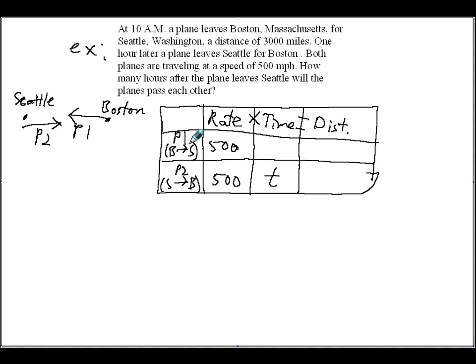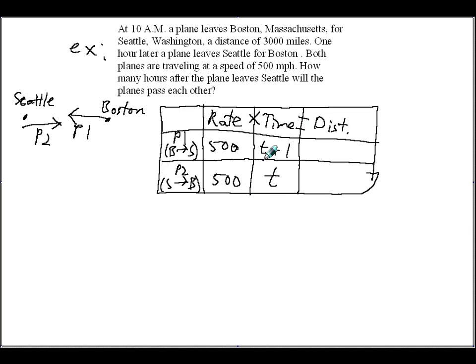Now keep in mind that this second plane leaves 1 hour later after the Boston plane left. Which is 1 hour later, the plane leaves Seattle for Boston. So plane 2 leaves later than plane 1, which means that plane 1 had a 1 hour head start. So if plane 2 is going to be in the air for t hours, then plane 1 will be in the air for 1 hour longer than that, so t plus 1. That's a challenging concept, so you can try to understand it and replay this problem if necessary.